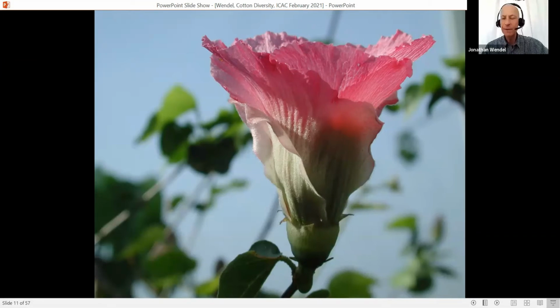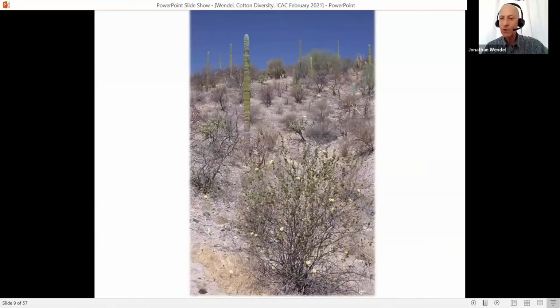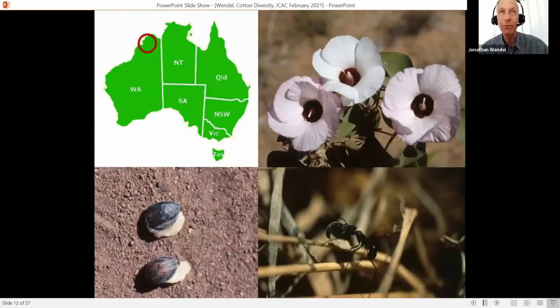Let's go to Australia for a second. We'll go to Australia twice, maybe 3 times today. If you go in the upper left, you see the Kimberley region of Northwest Australia. There's 17 species of Gossypium up there. Well, we recently described a new species of cotton, and that's a story I'll return to several times.